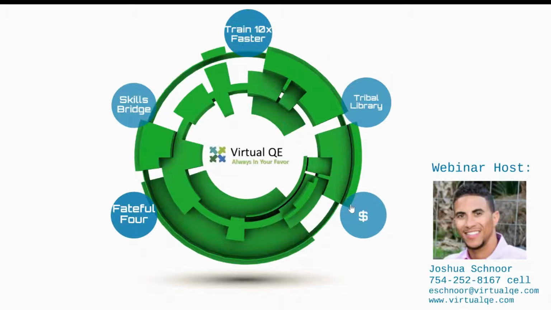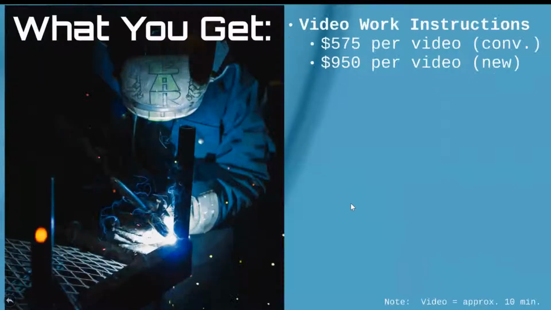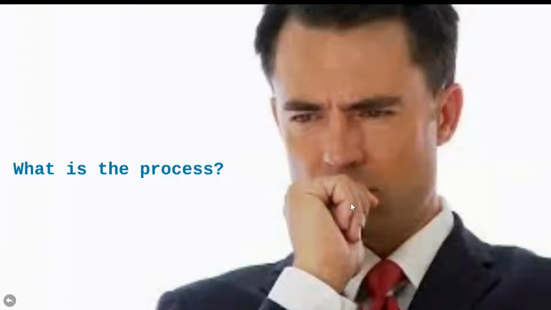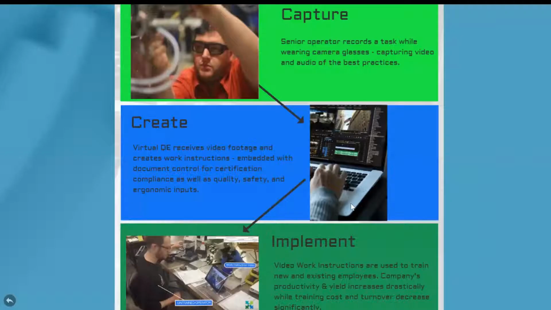So with that being said, video work instructions, a conversion versus a new. Conversion means you have existing text and picture work instructions, and we're converting it to video. It's a little less work for us because the intent of the task is most times spelled out in that work instruction, and makes our job a little easier in the editing process. I know what you're thinking. What's the process? Well, we touched on it a little bit before, but let me go into more detail.